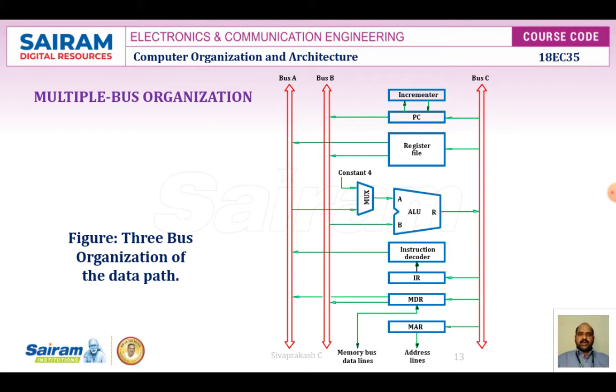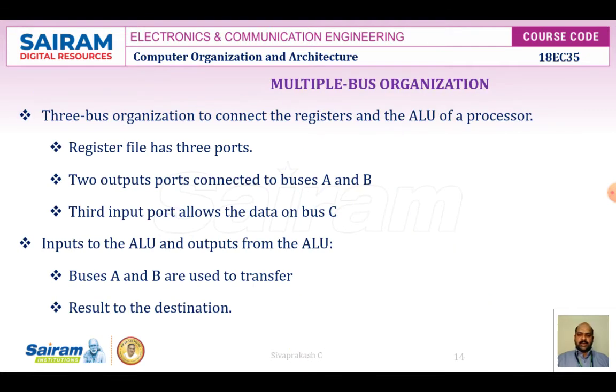So here there are two outputs, allowing the contents of two different registers to be accessed simultaneously and placed on bus A and bus B, which are the inputs A and B, and the output of the ALU can be placed on bus C. Let us discuss that. The register file has 3 ports: 2 output ports connected to bus A and bus B, and the third port allows data on bus C.